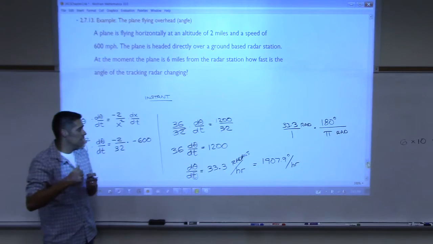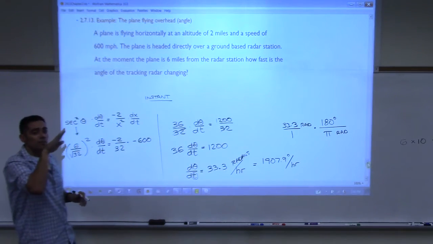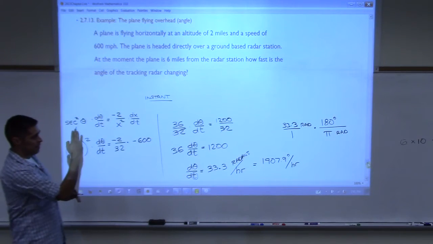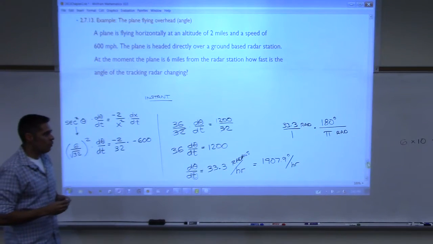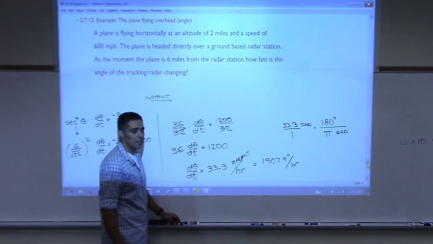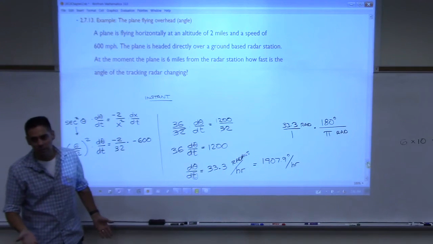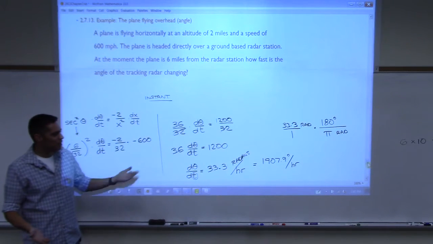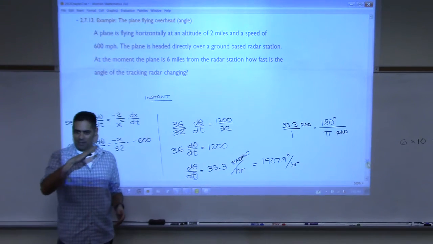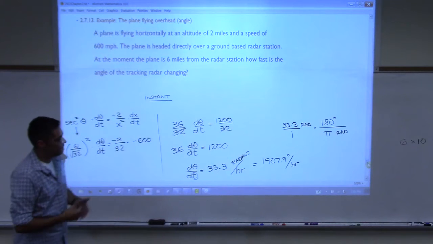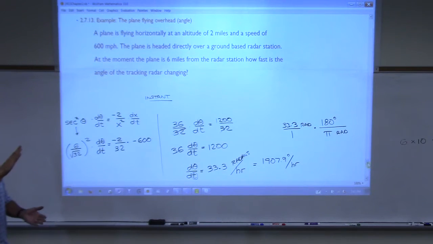What we're saying here is that at the moment the plane is exactly 6 miles from us, the angle of the radar station is turning at a rate of 1,907 degrees, which is a huge number, but what? Per hour, right? You could convert that to per second to get a better idea of how fast it is, but that's the answer. That's how fast it's rotating.